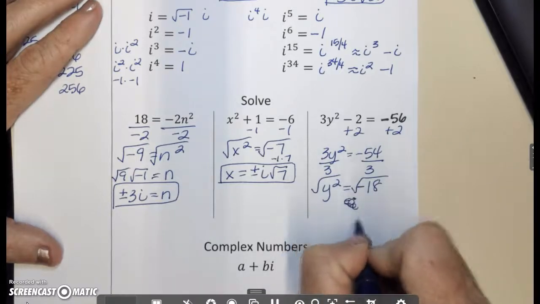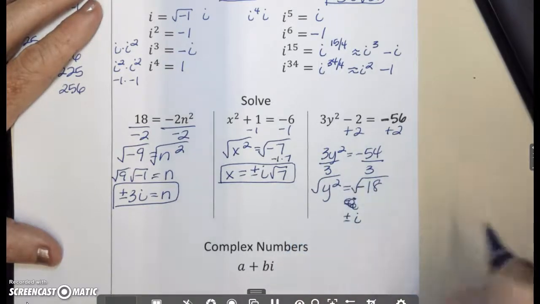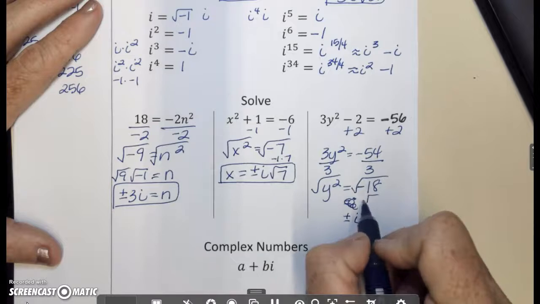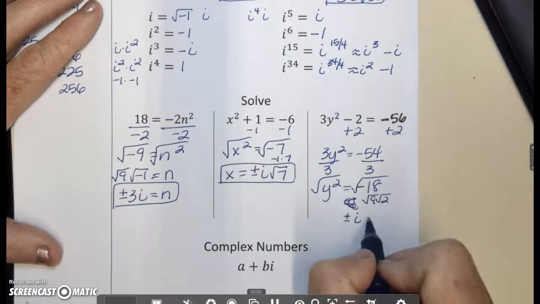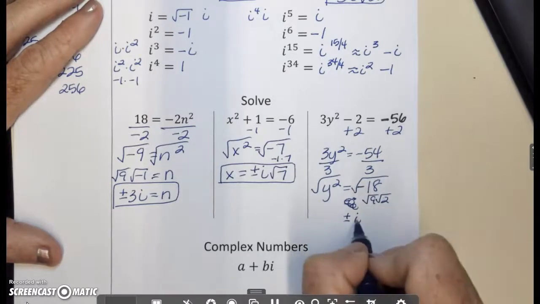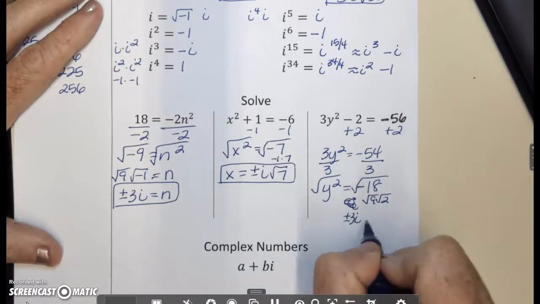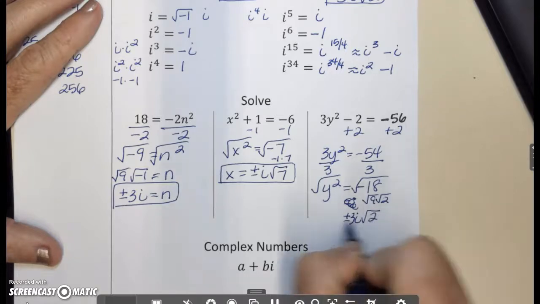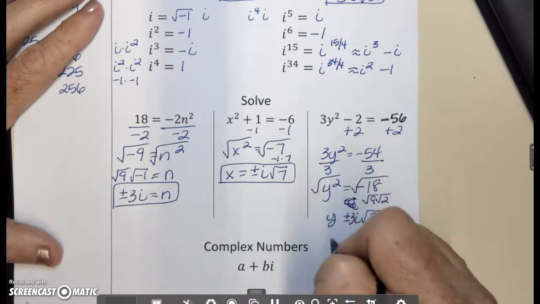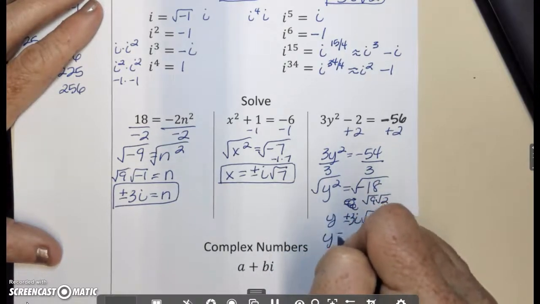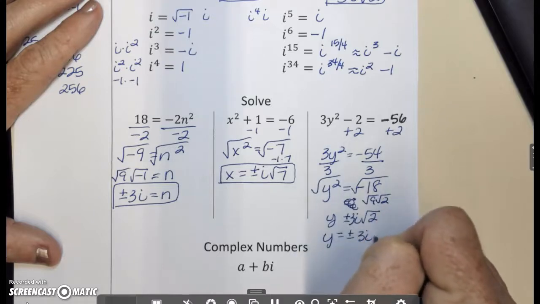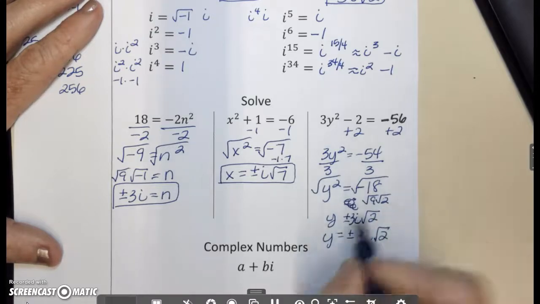Okay? And actually, let me write that correctly. Plus or minus i. And then this is actually square root of 9 and square root of 2. So the square root of 9 is 3. So put that there. And you'd have square root of 2 equals y. Let me write that a little bit neater for you. So y equals plus or minus 3i square roots of 2.